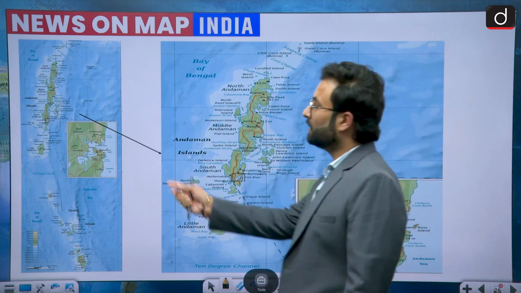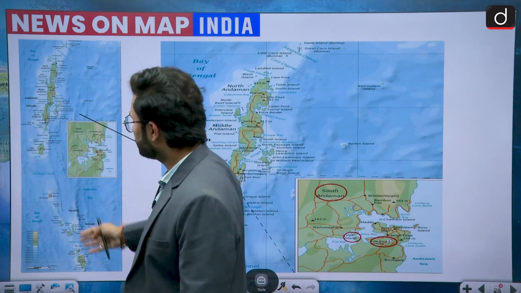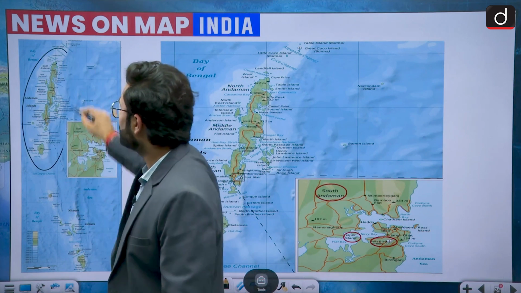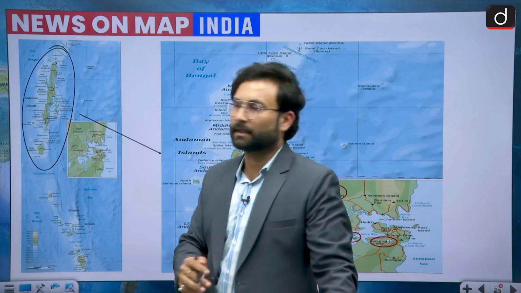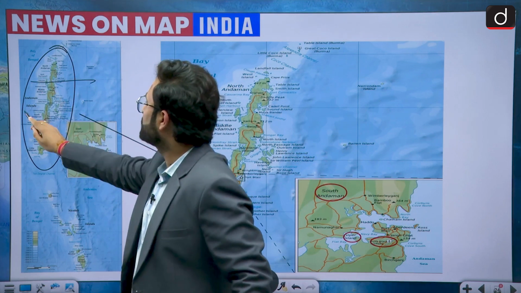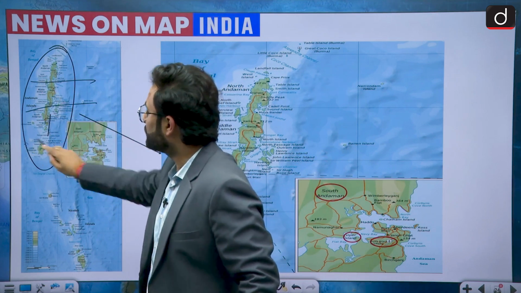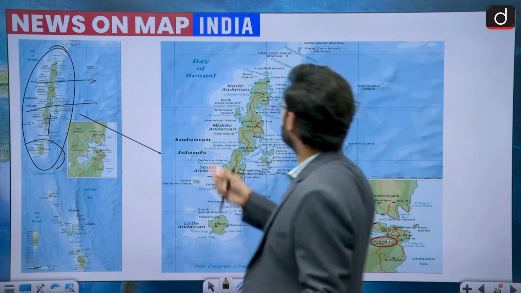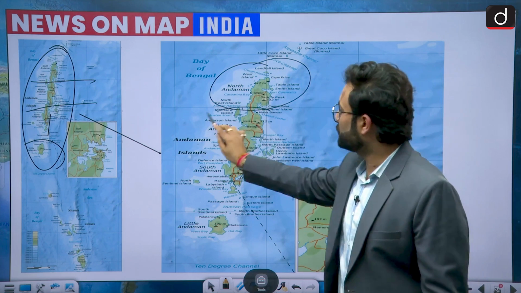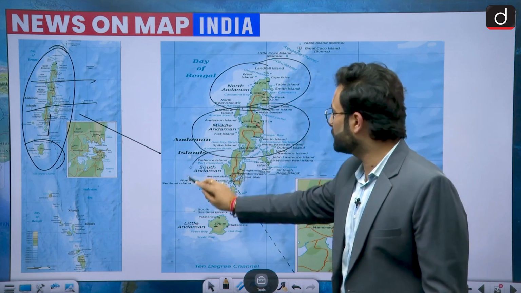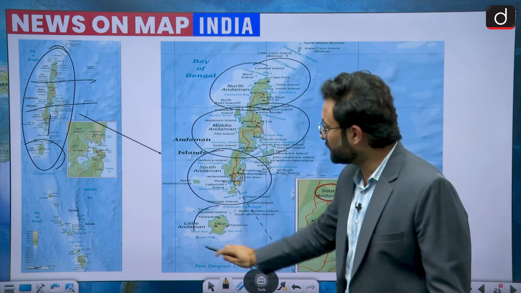Here you can see these are the Andaman and Nicobar Islands. When we are talking about the Andaman Islands, Andaman consists of North Andaman, Middle Andaman, South Andaman, and Little Andaman. Here you can say this is North Andaman, then this is Middle Andaman, this is South Andaman, and then this is Little Andaman. You can see clearly. So this area here is North Andaman. This is your Middle Andaman, and then this is your South Andaman. This area is Little Andaman.